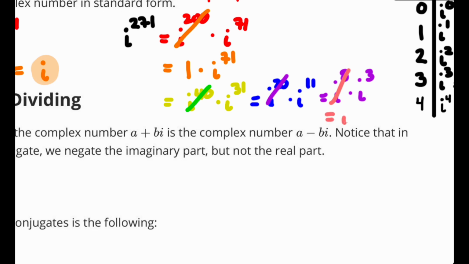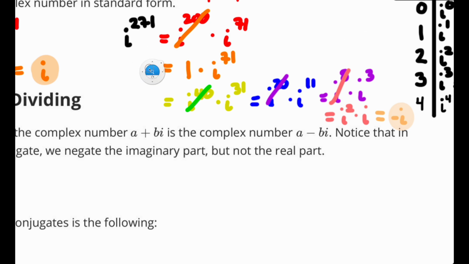Well, I to the 3rd is I squared times I. And I squared is negative 1, so you end up with negative I for this one. So you can actually simplify I to the 271st power all the way down to just negative I. Okay, that's basically simplifying powers of I.